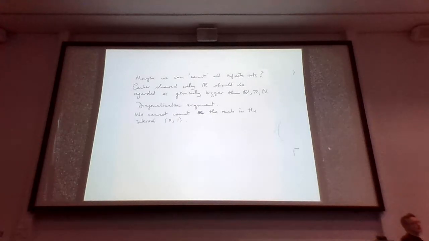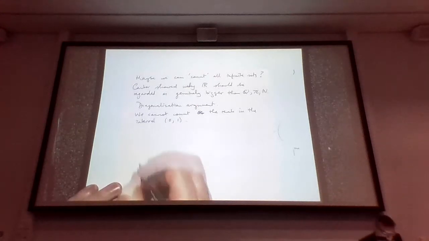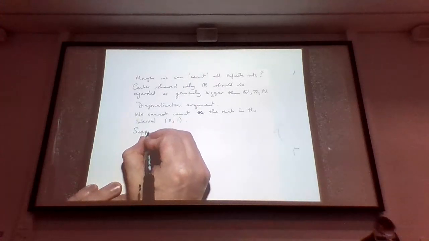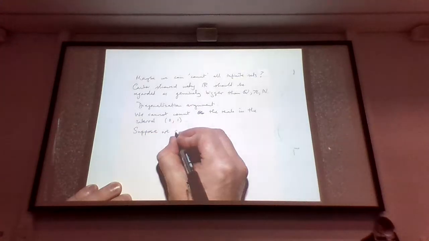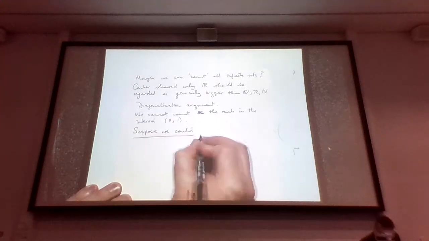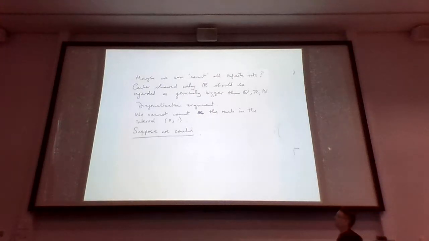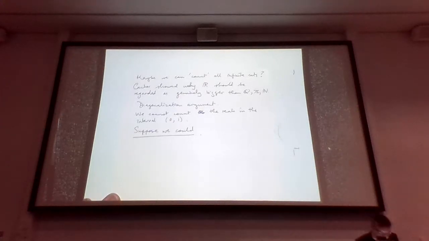So not only can we not count all the real numbers, we can't even count the ones that are located in the interval between 0 and 1. And it's a proof by contradiction. Suppose we could count the real numbers inside the interval 0 to 1. Suppose we did have a bijection from the natural numbers, the counting numbers, 1, 2, 3, 4, 5, 6, to all the real numbers inside 0, 1.